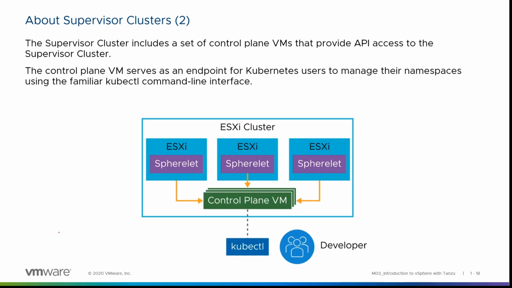Looking at the bigger architecture, what's going on inside here is this ESX cluster that I've enabled vSphere with Tanzu on. We're going to deploy a set of control plane VMs. These control plane VMs provide the API access for kubectl to come in. They in turn, via the API server, are able to talk to Spherelet, which is our implementation of kubelet. And this is setting up the basic architecture for us to be able to run Kubernetes.